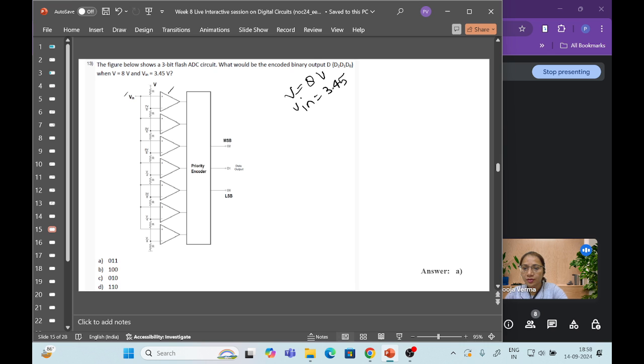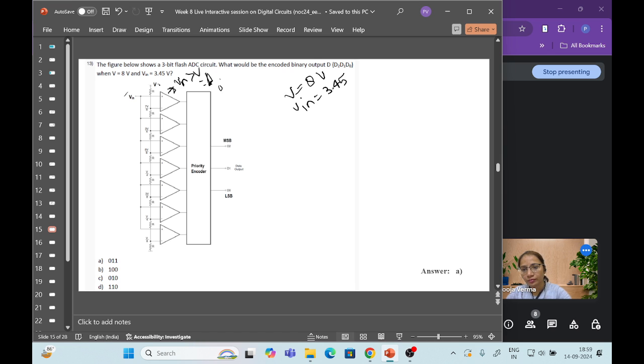So what is the function of op-amp? It will compare the two inputs, right? At this positive and negative, which will be the greater? If V in is greater than V reference, it will generate a 1, or you can say a positive output. Otherwise, it will be 0.